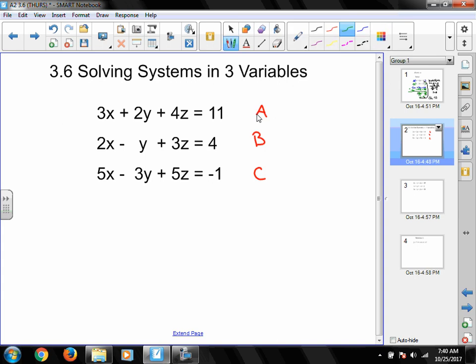To eliminate my y's, I'm going to have A, and I need to get a 2 in B. So I'm going to add that to 2 times equation B. And the reason I'm going to do that is I'm going to eliminate y.